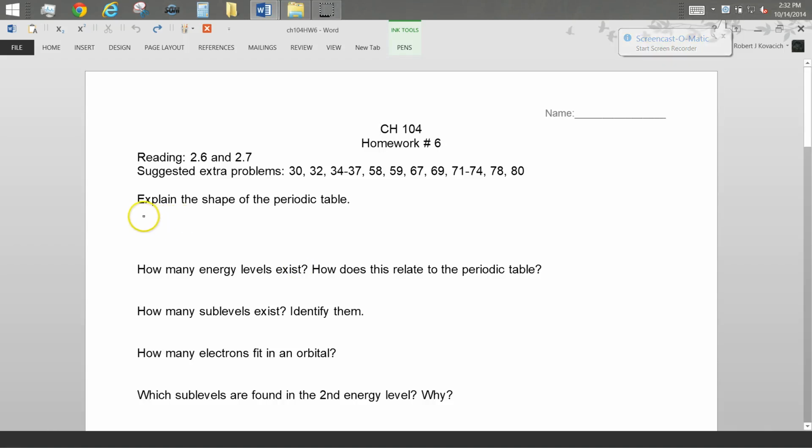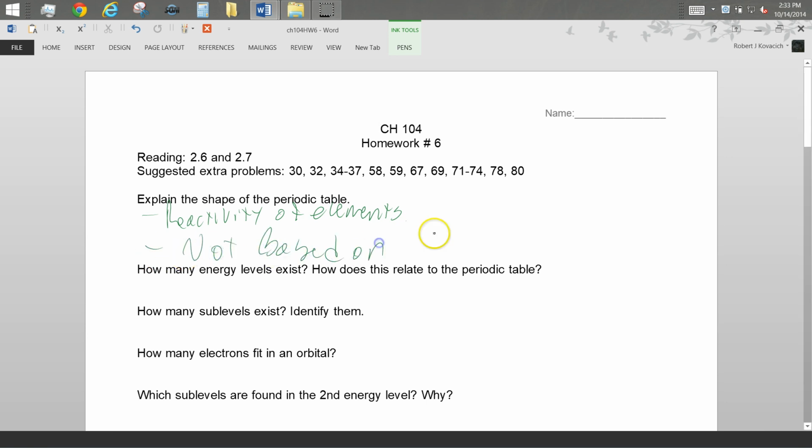Okay, what do we have for this shape of the table? What's it based on? Okay, reactivity. What's it not based on? You okay with that?